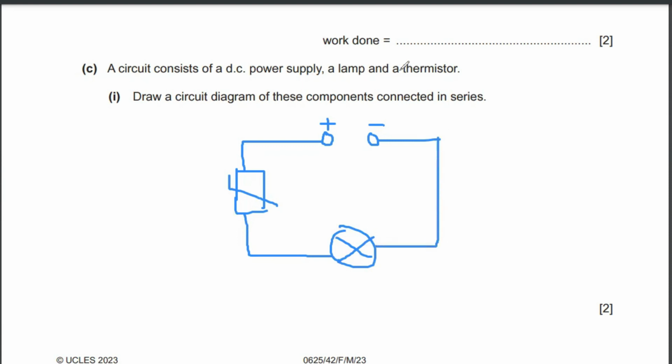They didn't ask us to draw a switch, so we are not using a switch, but normally we would also draw a switch. So this is the DC power supply, this is the thermistor, and this is the lamp, and they are all in series because there is only one wire connecting these two with the power supply.